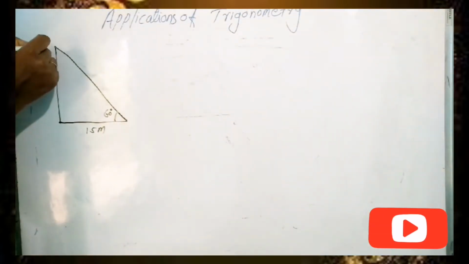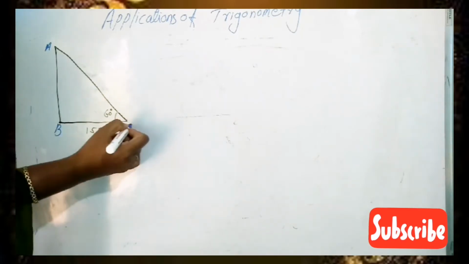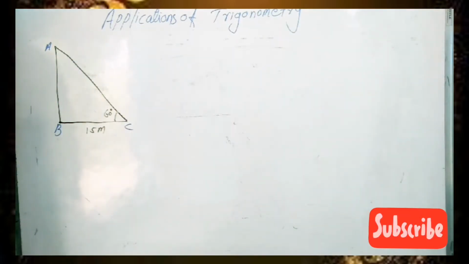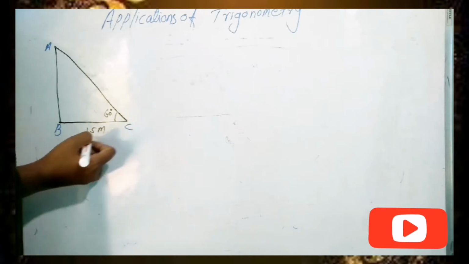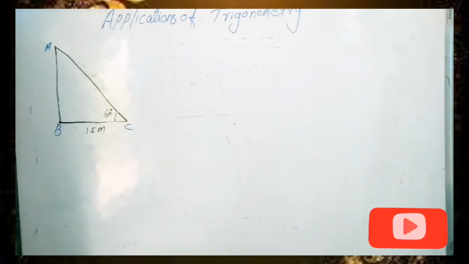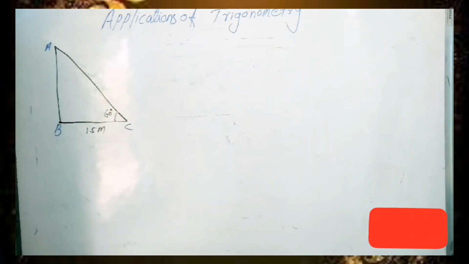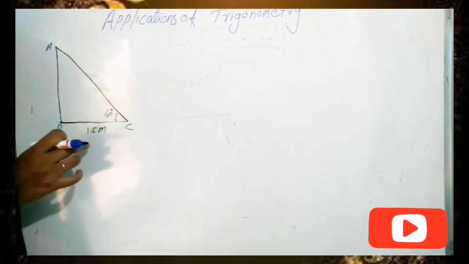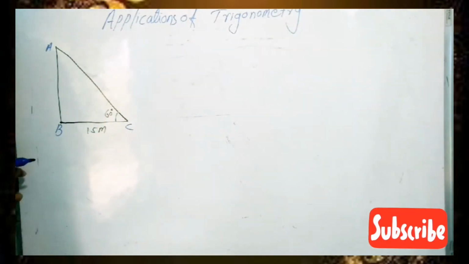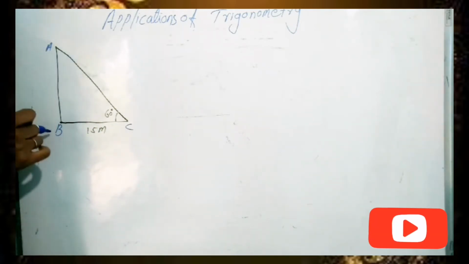Let AB be our tower, and C the point which is 50 meters away from the foot of the tower, and this angle ACB, that is 60 degrees, is our angle of elevation. We need to find AB, that is the height of the tower. We know the length of BC, that is 50 meters, and we need to find AB.